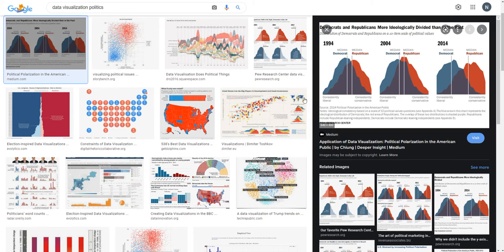So what it was trying to do is show how the Democratic and Republican parties and their vote bank is changing over a period of time. That is explained over here. So you can explain what the purpose of that visualization is. That should be clearly explained.